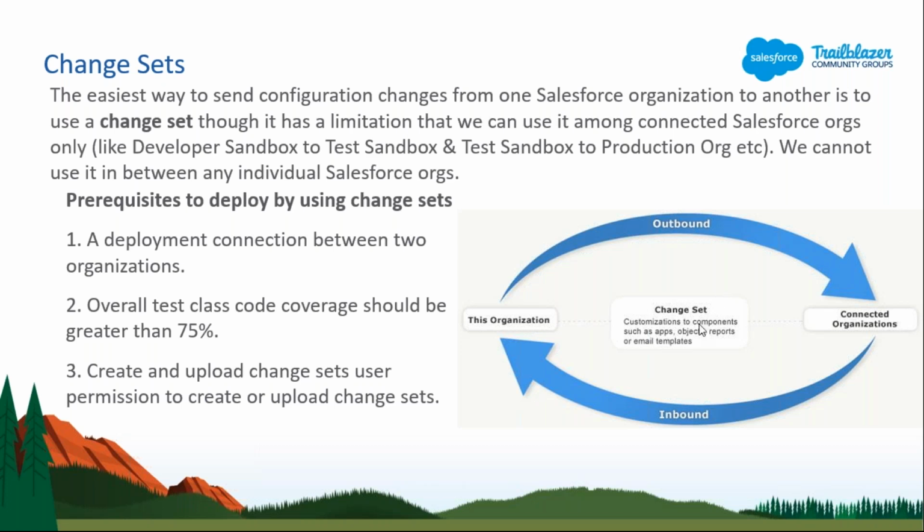So the source organization will have the outbound, and the destination environment organization will have the inbound changes. So this is the outbound. This organization will deploy that outbound to this connected organization, and this connected organization will now have the inbound. And that inbound change set you can also deploy to this org again, because they both are connected. So that's how this change set will work.